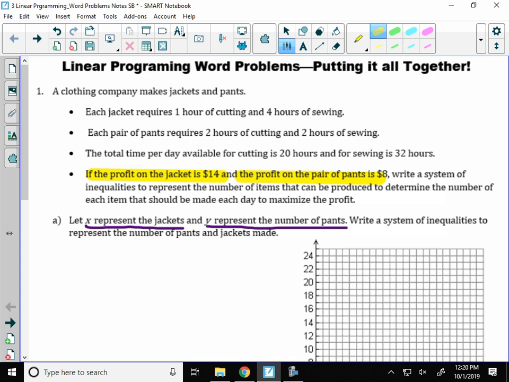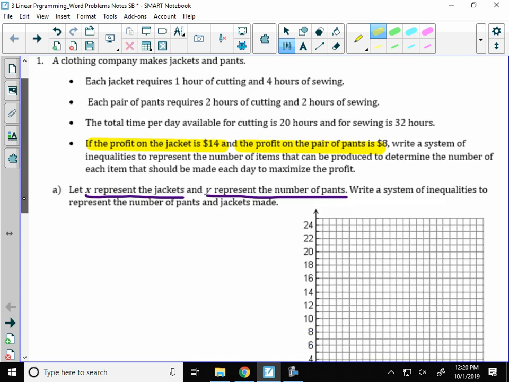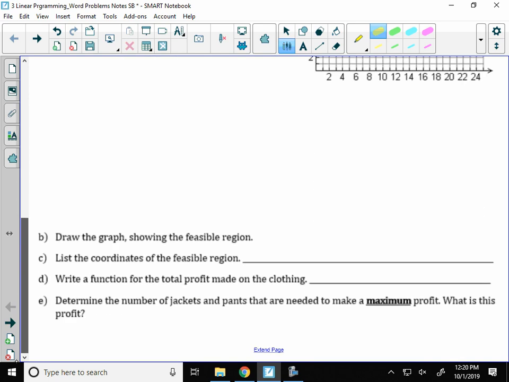So let's skip down to profit. It's at the bottom. Let's skip down there real quick and let's write an equation for profit. All right, it's part D. We'll just get this part done since we're talking about it. Remember, for profit, we're going to say the profit of jackets and pants equals. How much did they say you get for a jacket? 14. So we would write 14x. And how much for a pair of pants? 8. So plus 8y. And there's your profit equation, which we will come back and use in a few minutes.